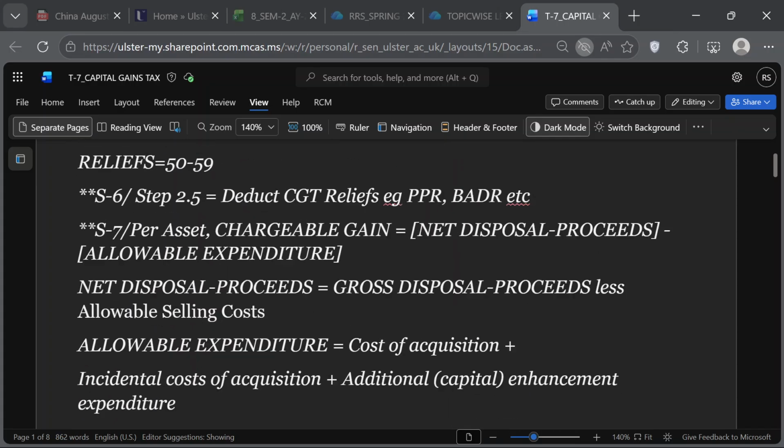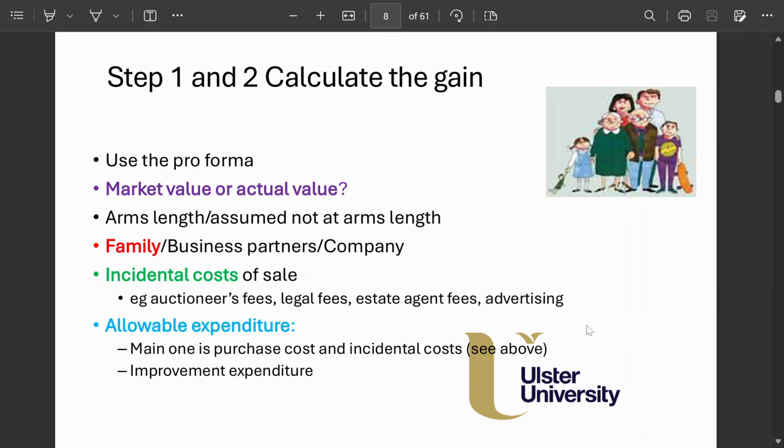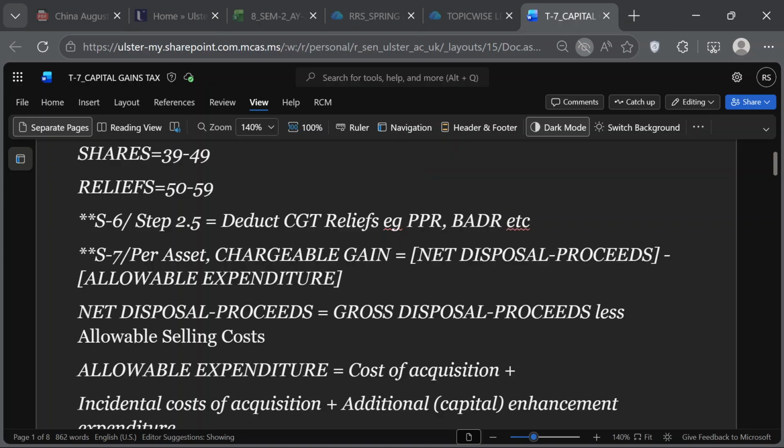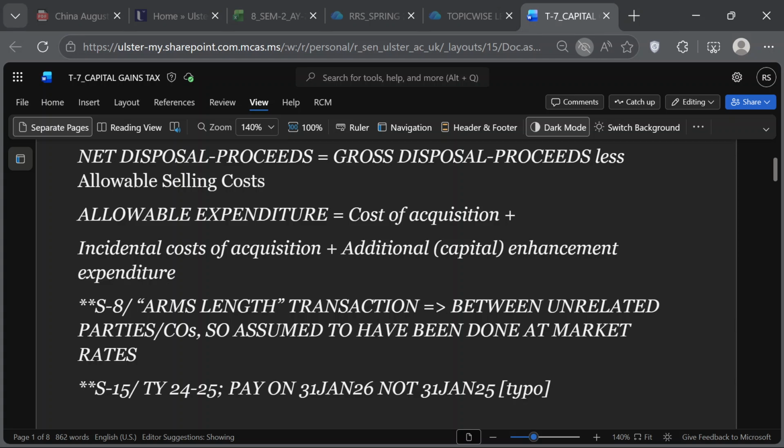Now step 2.5, where's slide 6? Okay, those are the reliefs. Fine. These slide numbers, okay. Let me look at what I said here: per asset, chargeable gain is net disposal proceeds minus allowable expenditure. This is just a pro forma. The net disposal proceeds is gross disposal proceeds less allowable selling costs. Allowable expenditure, I've just summarized that slide there.